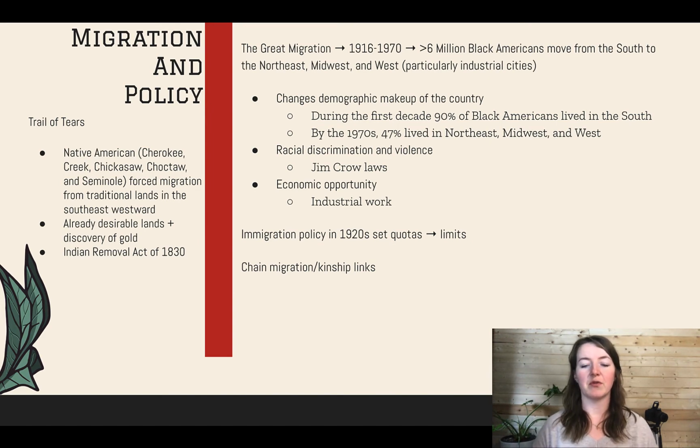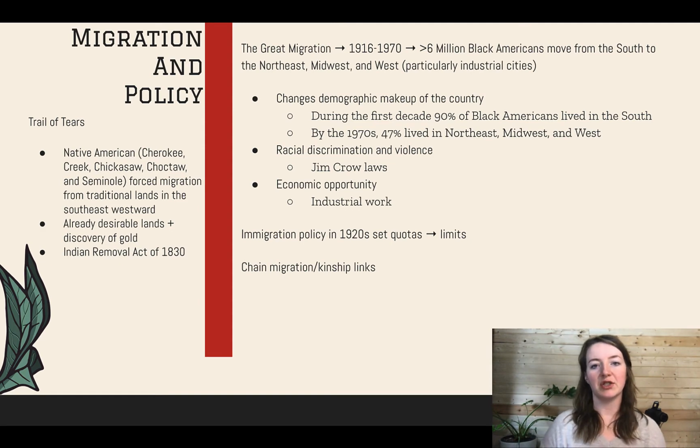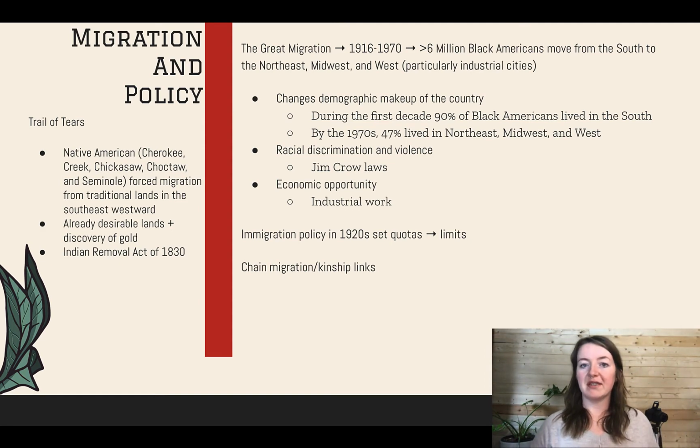So at first, we had about 90% of Black Americans living in the South. But by the 1970s, about half of them live in the Northeast, the Midwest, and the West. So we see a lot of Black Americans in northern cities still, in New York, in Pittsburgh, in Detroit, and farther west in places like Los Angeles and in the Bay Area in California, in Seattle.